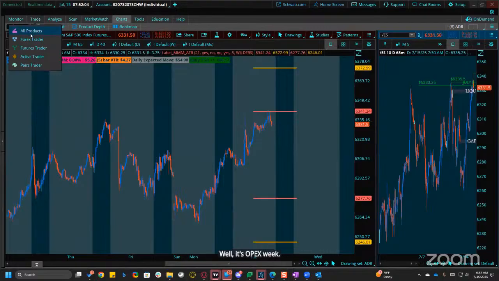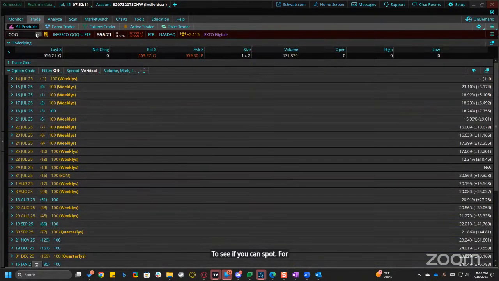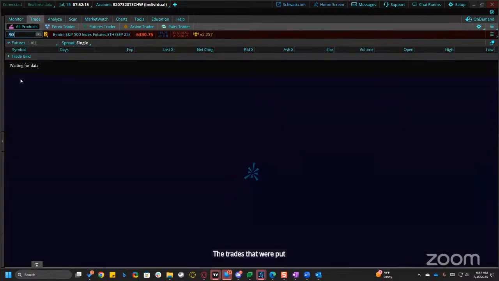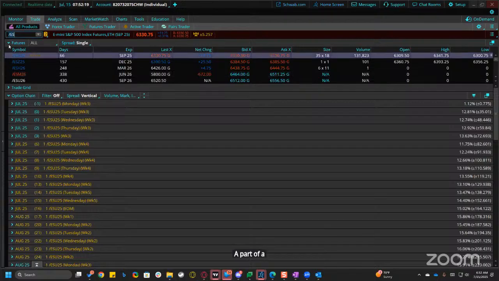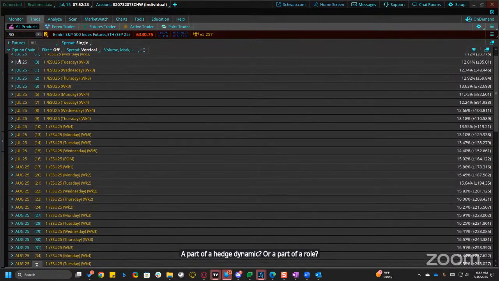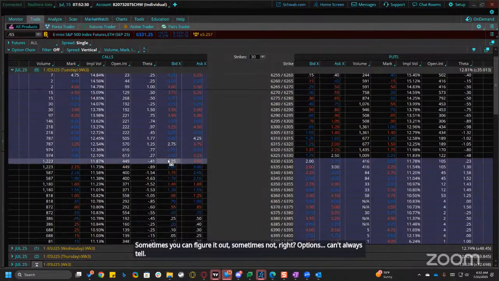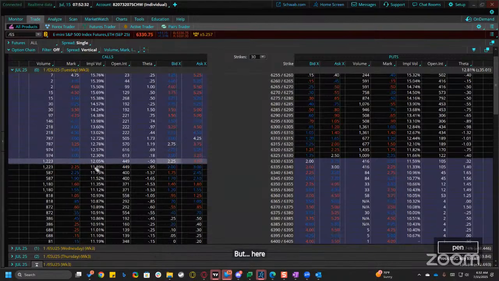You can go in and evaluate what strikes were traded to see if you can spot, for an example, the trades that were put on to see if it was a part of a hedge dynamic or a part of a roll. Sometimes you can figure it out, sometimes not, right? Options can't always tell. But here we can see it wasn't because they're rolling.